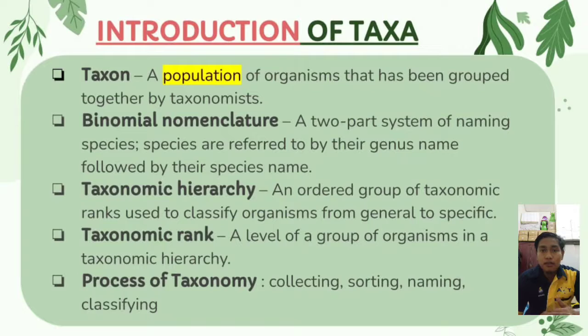The third one is the taxonomic hierarchy, an order of taxonomic ranks used to classify organisms from general to specific. And the last one is taxonomic rank, a level of a group of organisms in the taxonomic hierarchy. Alright, the next is the process of taxonomy, which is collecting, sorting, naming, and classifying.